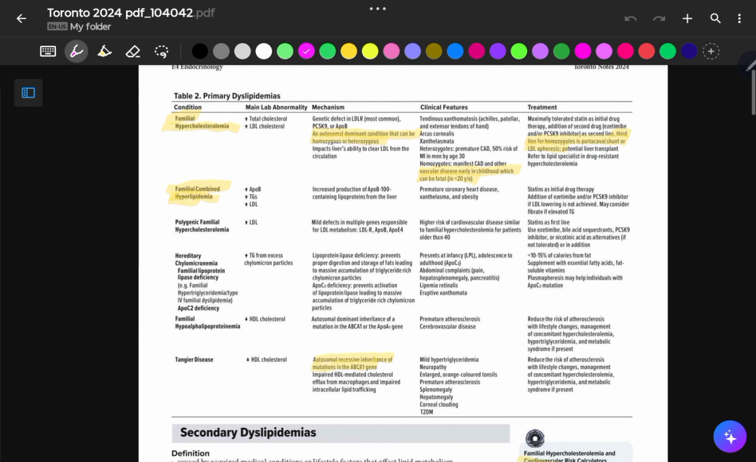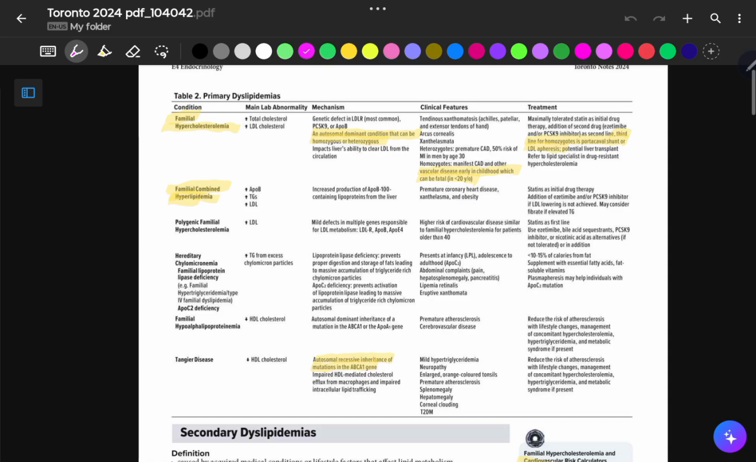Then next is your polygenic familial hypercholesterolemia, where you only have an increase in your LDL. This is a mild defect in multiple genes responsible for your LDL metabolism, such as your LDL receptor, your ApoB, and your ApoE4. They have a higher risk of cardiovascular disease, similar to familial hypercholesterolemia, for patients older than 40. And a statin as well is the first line of treatment.